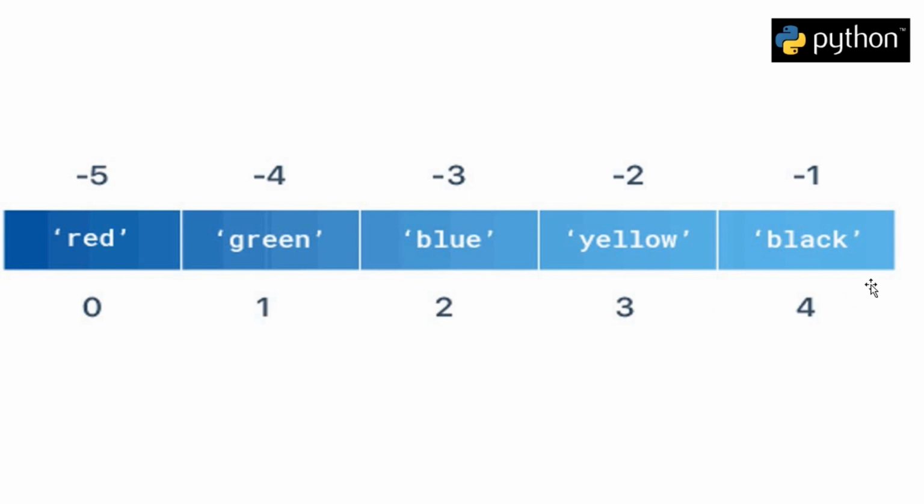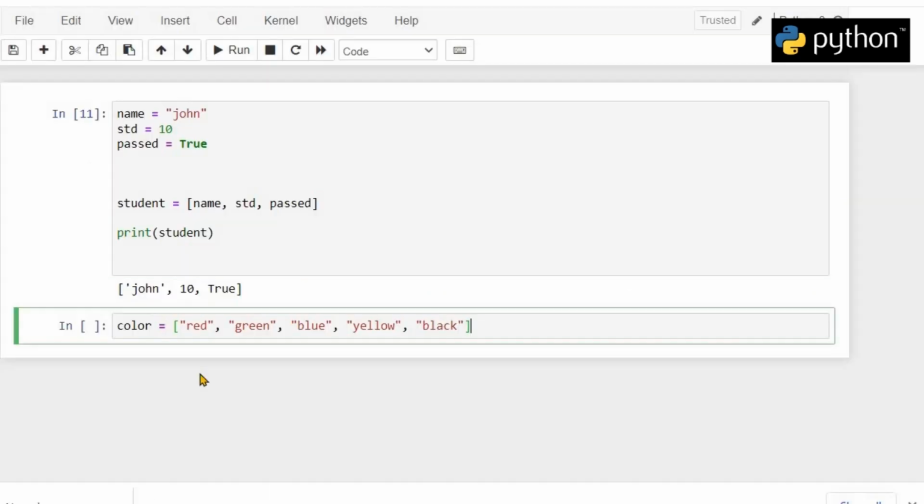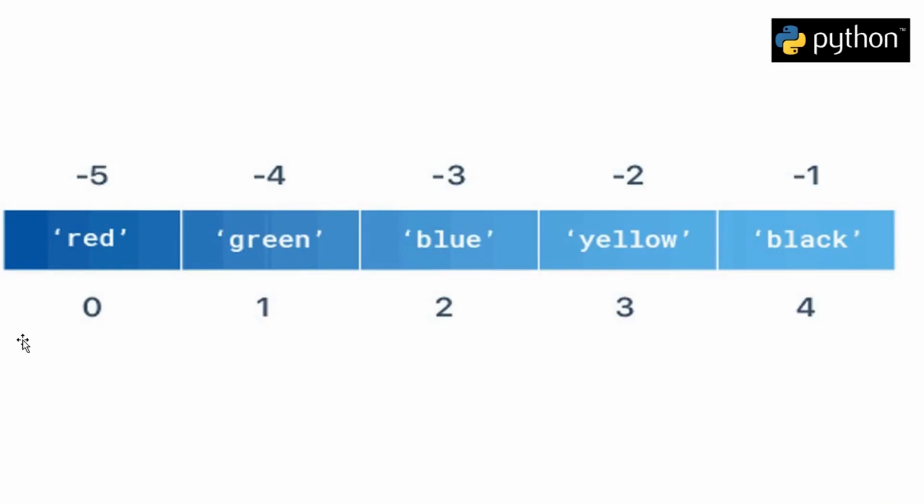Similarly, as you can see, the last element of our list is black and it is stored at the position which is one less than the total length of the list. The total length of our list, if you remember, is 5, as it is storing 5 different elements, namely red, green, blue, yellow and black. So black will be indexed at the 4th position and the color red will be indexed at the 0th position. So this is how we do indexing in Python.